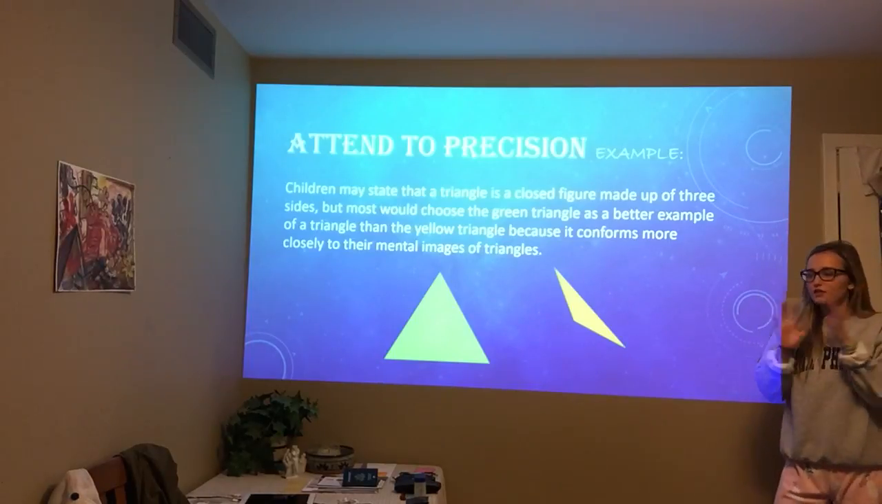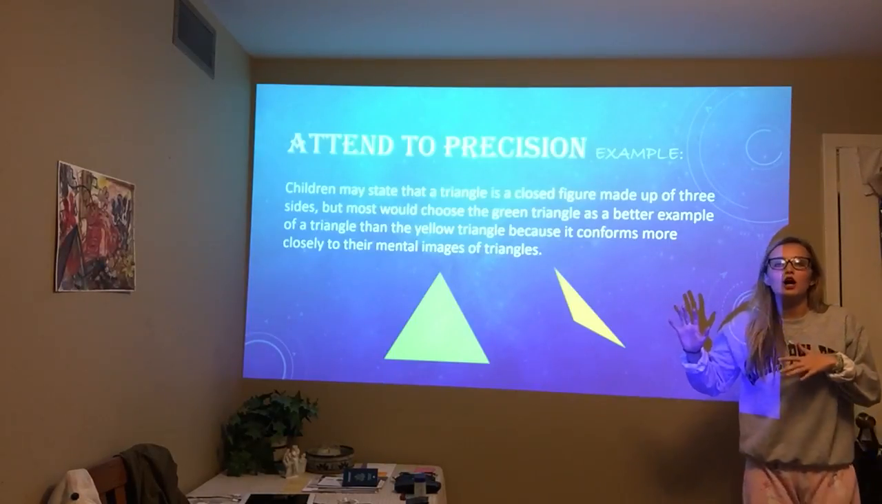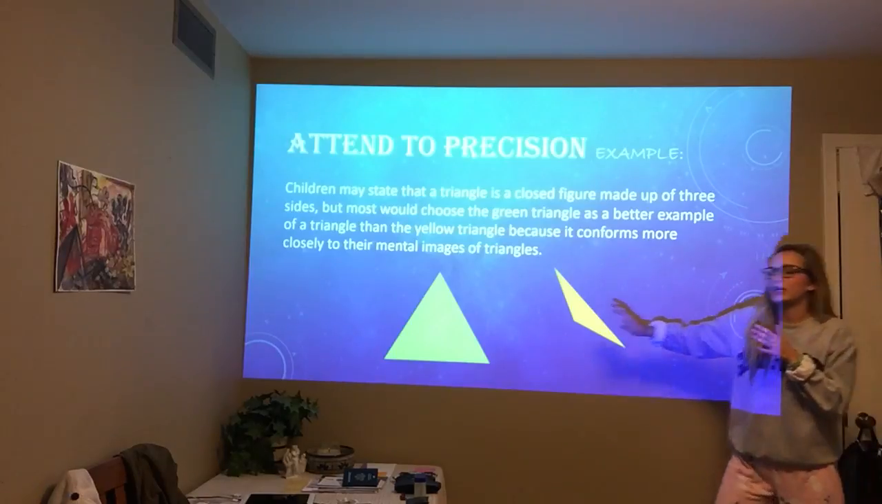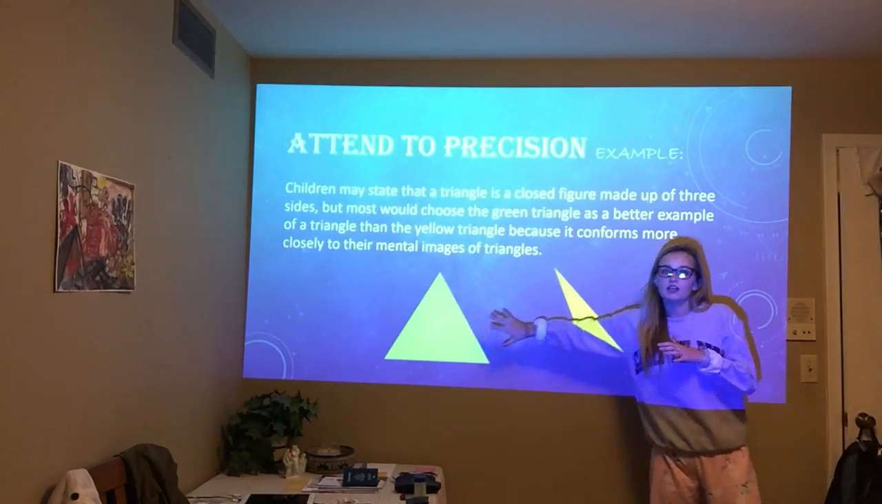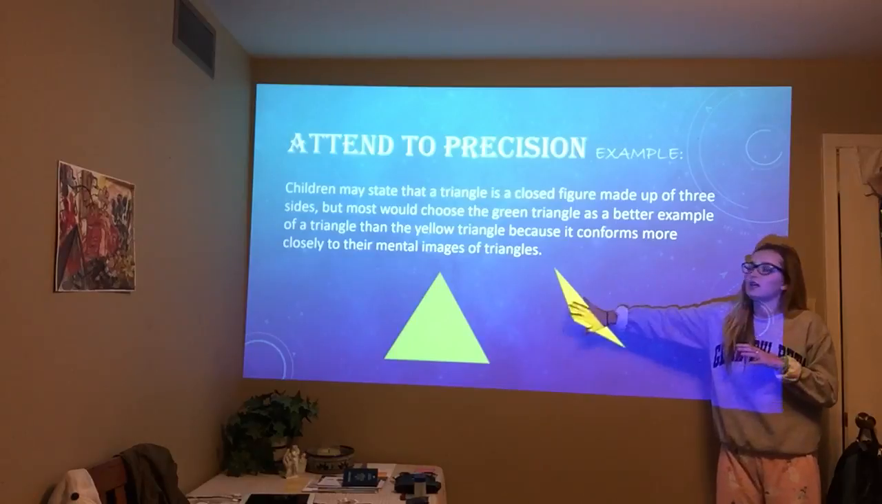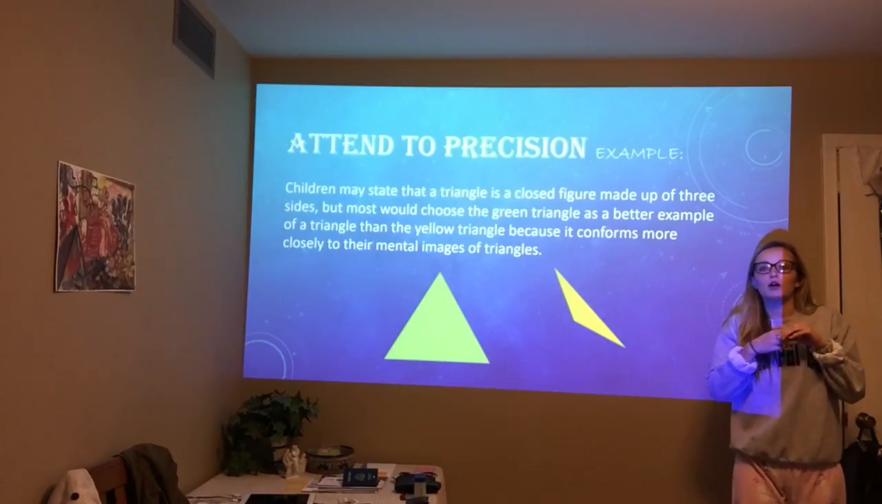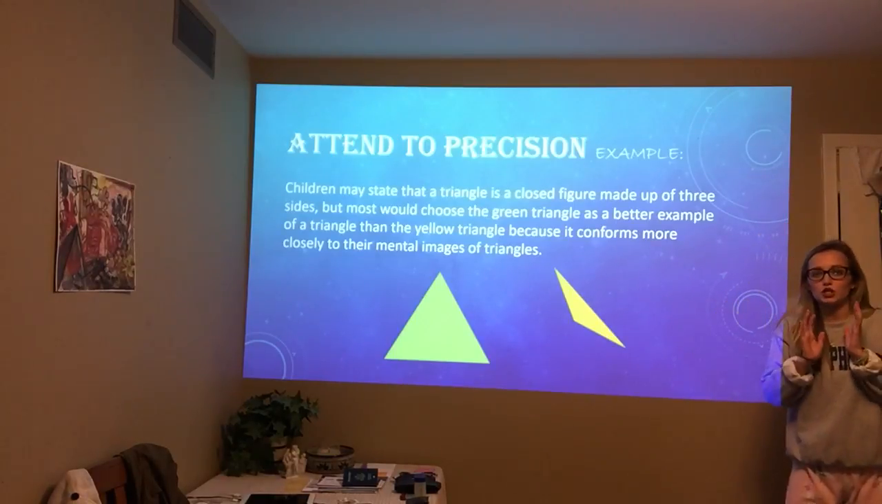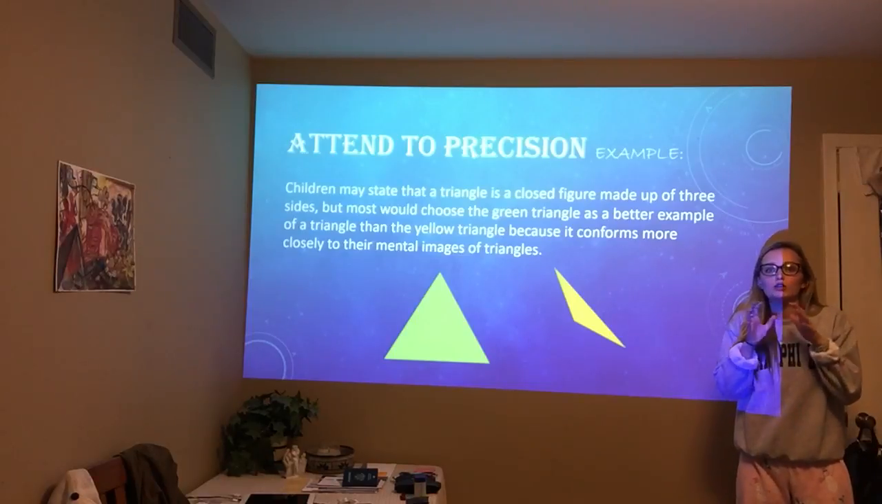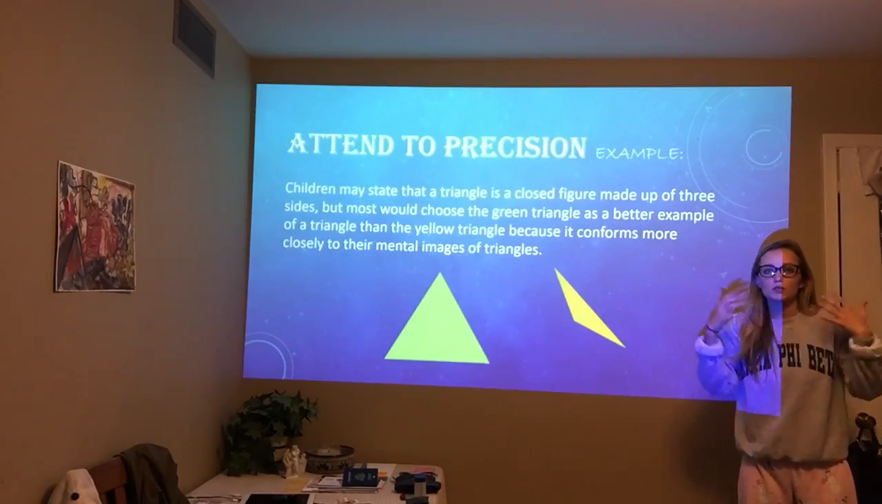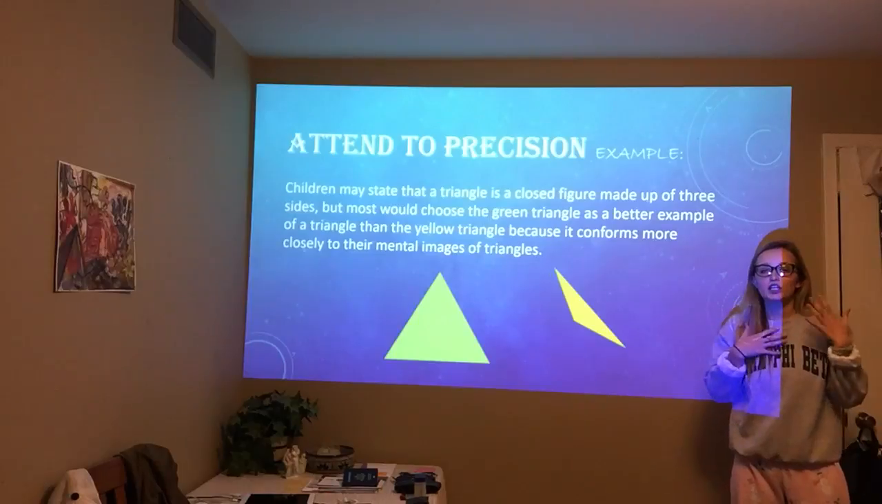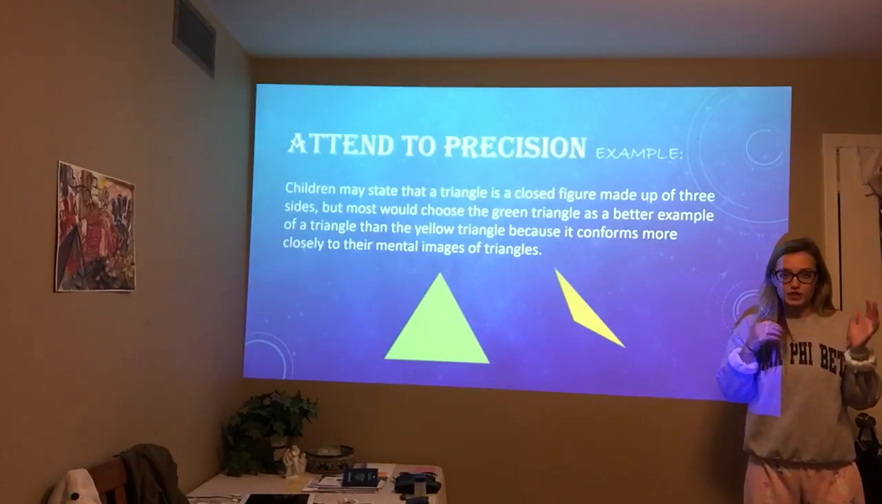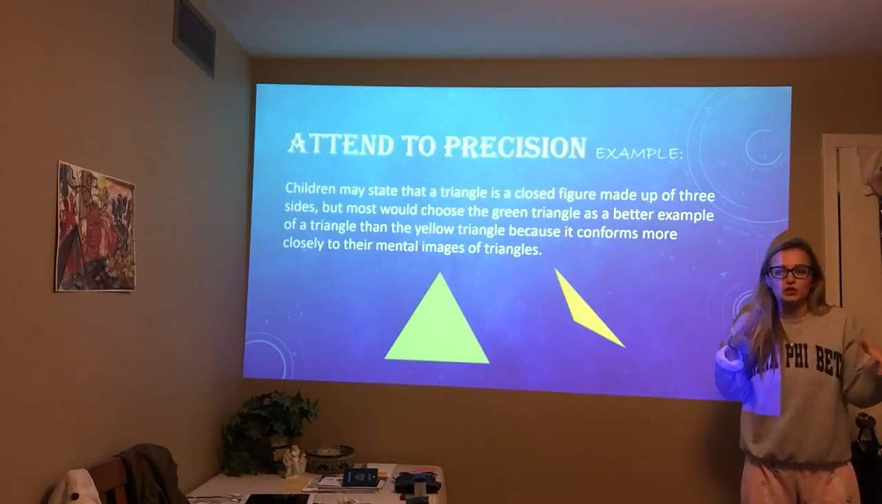definition. The first example is that children are going to be more aesthetically pleased by picking a triangle that looks like this than they are a triangle that looks like this. And that's what we're talking about when we talk about attending to the precision. So students are going to understand terms that are more common to them. And so relating our teaching to terms that are more common to them is going to help them understand.